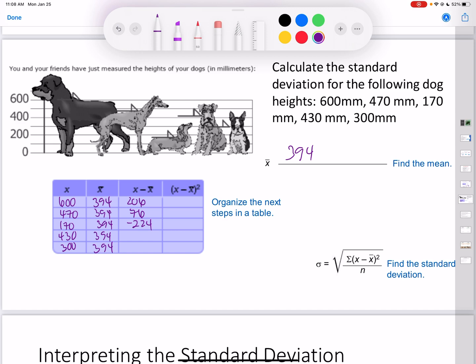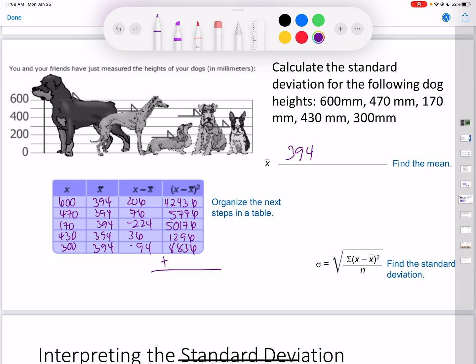430 minus 394. 36, 300 minus 394. Negative 94. All right, we're going to square all those values. 206 squared is 42,436. 76 squared, 5776. 224 or negative 224 squared, both are equal to the same thing, so 50176. 36 squared, 1296. 94 squared is 8836. I'm going to add those all together.